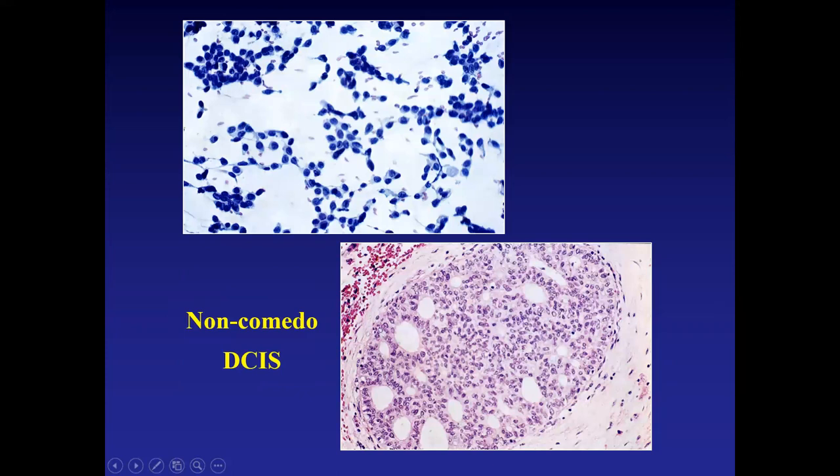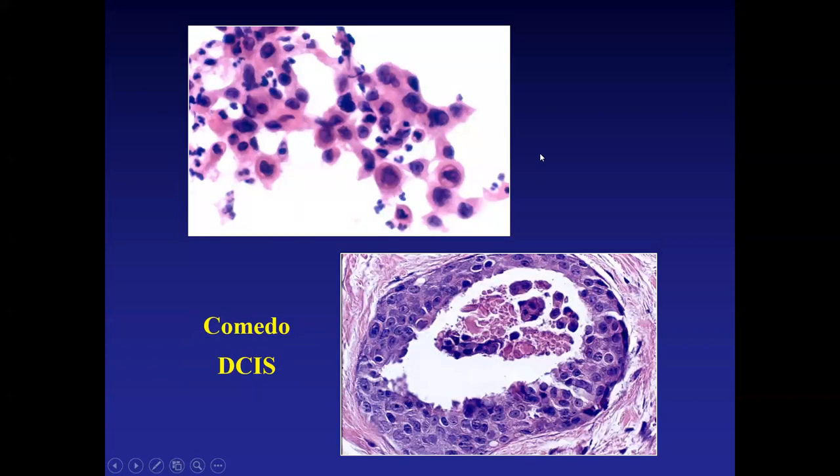This is non-comedo ductal carcinoma in situ. You can see these proliferating duct cells. They're all the same, and they have made this very regularly shaped cribriform pattern. You can see the same thing, one cell type. They're all the same. And if you use imagination, these are the cribriform spaces that are made in here. So this is a non-comedo low-grade ductal carcinoma in situ.